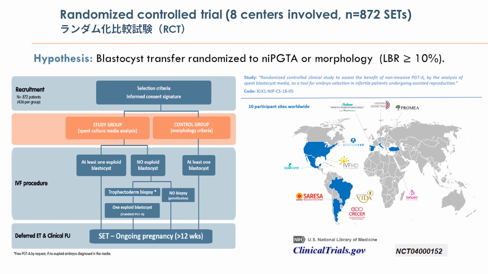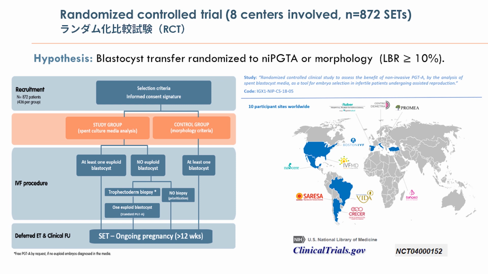So we are going to have a study group in which we are going to collect the media, but we are going to keep the results blind. So the transfer is going to be performed according to morphology or according to embryoscope. And this is the control group. And in the study group, we are going to have the results of the media plus the results of the morphology or the time lapse. And we are going to check how the results are different.